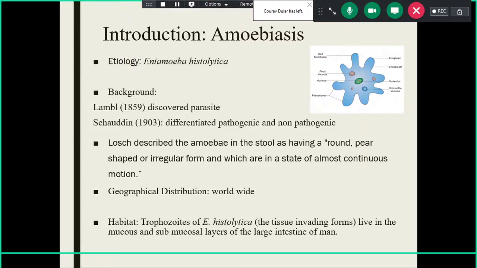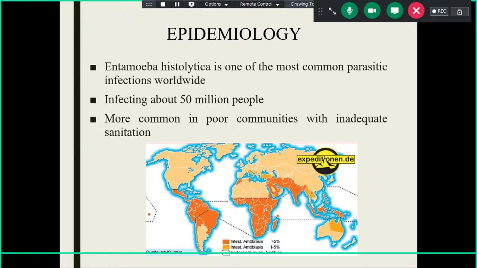Coming to the epidemiology of amoebiasis, it is found worldwide. And where does this Entamoeba histolytica live? The trophozoite of Entamoeba histolytica lives in the mucus and submucosal layer of the large intestine of humans, right? Briefly about the epidemiology, Entamoeba histolytica is one of the most common parasitic infections of the world. It affects almost 50 million people worldwide every year. More common in poor communities with inadequate sanitation, poor hygiene, where this parasite has a fecal-oral mode of transmission.